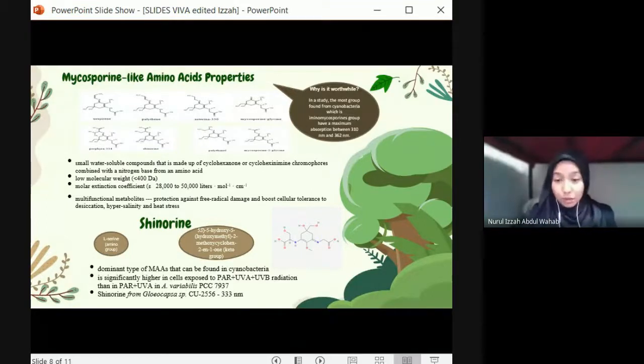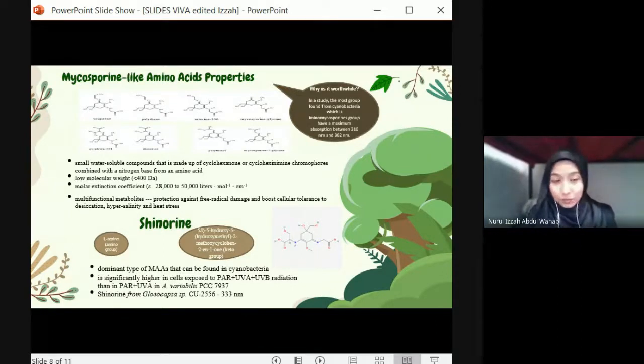The MAAs are multifunctional metabolites that could also protect against free radical damage and boost cellular tolerance to desiccation, hypersalinity, and heat stress. Why is it worthwhile? Because in a study, the mycosporine group found in cyanobacteria has a maximum absorption between 310 nanometers and 362 nanometers.